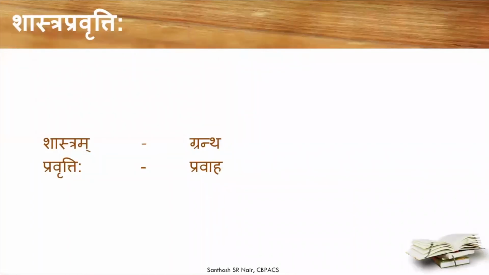The compound term Shastra Pravritti is composed of two words, Shastram and Pravritti. Shastra means Grantha, a textbook. The word Pravritti in this context means Pravaha, flow. So the literal meaning of the term Shastra Pravritti is the flow of a textbook. It refers to how the topics are presented or arranged in a particular chapter of a textbook.